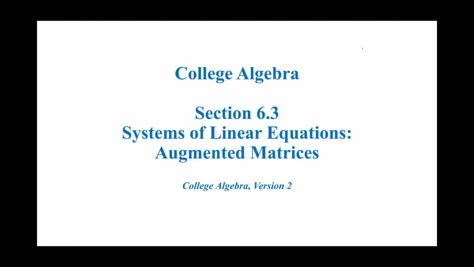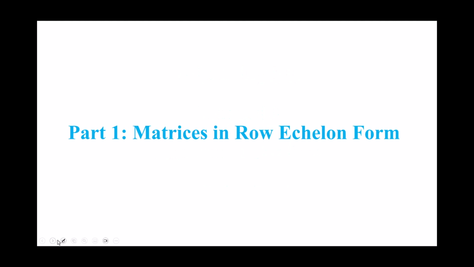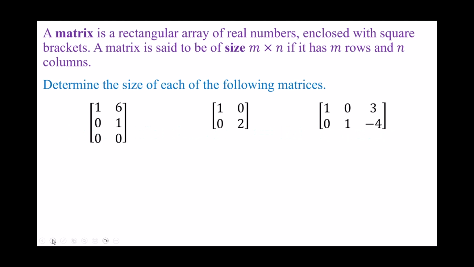Section 6.3, Systems of Linear Equations, Augmented Matrices. Part 1, Matrices in Row Echelon Form. A matrix is a rectangular array of real numbers enclosed with square brackets. A matrix is said to be of size m by n if it has m rows and n columns.